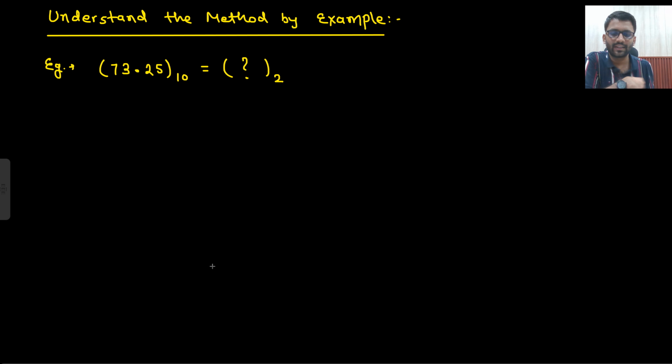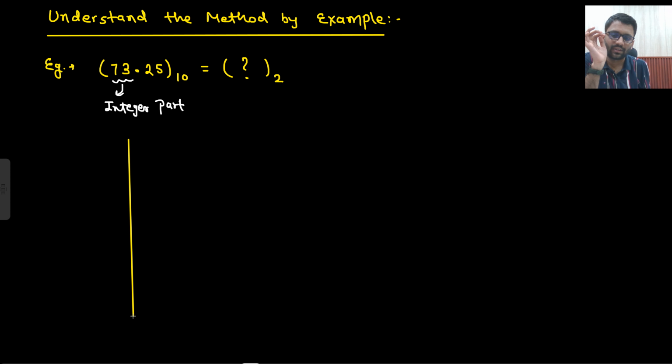First we will take the example of decimal to binary. The method is the same. What you will do? First you will pick this number, that is 73. You will pick the integer part. This is the integer part. So first you will pick the integer part, that is 73. Now what is the base here? That is 2. So now I will divide 73 by 2.